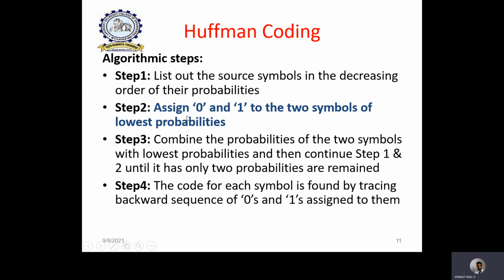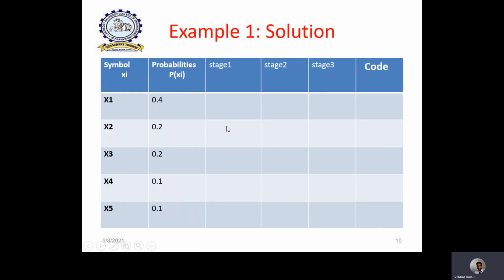What is second step means? Assign 0 and 1 to the two symbols of lowest probabilities. What is the meaning? The two symbols of lowest probabilities. Suppose if you observe this order, what are the two symbols with lowest probabilities? Automatically the bottom two symbols, because the probabilities are arranged in a decreasing order. So last two symbols are having least probabilities. So for these two symbols, we need to assign 0 and 1.